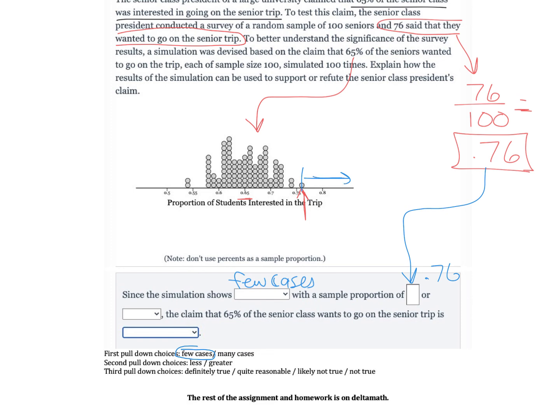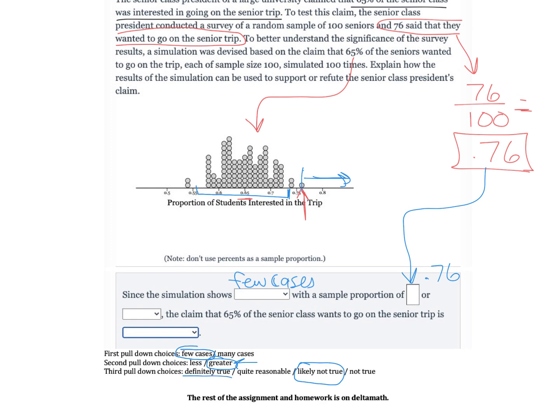And since we're going in this direction, we're on this side of the graph, or greater, the claim that 65% of the senior class wants to go on the senior trip is likely not true, okay? If we were somewhere in the middle, let's just say the confidence interval went from about here to here-ish, that was our confidence interval, then we would say, yeah, it could be true, but we're outside of that. And specifically this time we're to the higher side, which is why we said greater, okay?